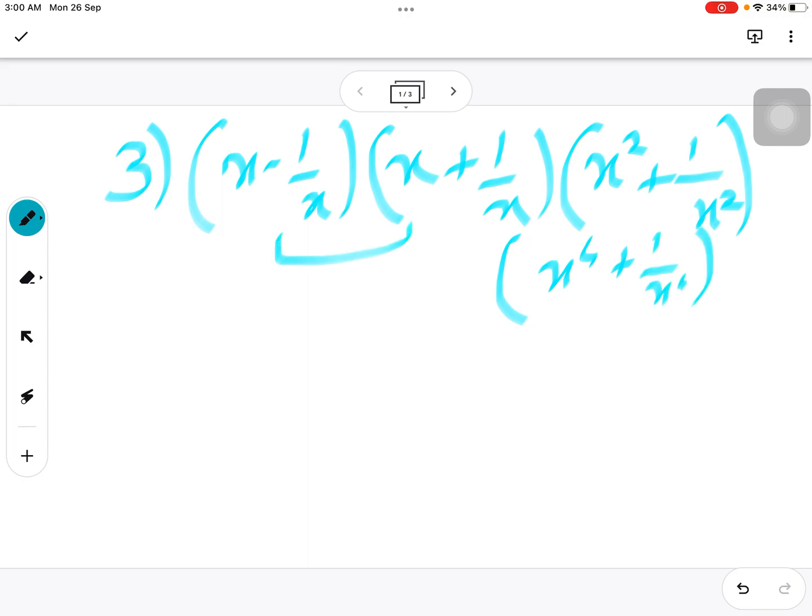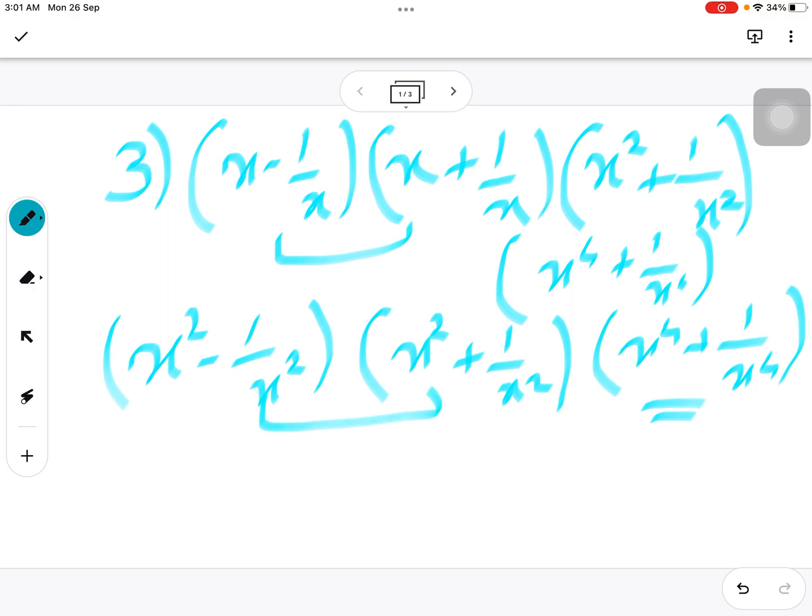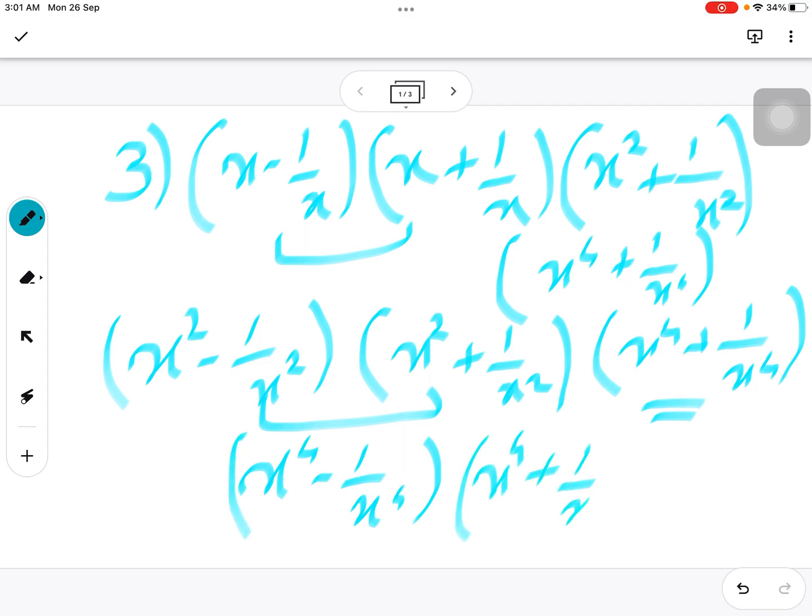Okay, so take the first two terms together, they are in the form of a plus b into a minus b, that is a square minus b square. So it becomes x square minus 1 by x square. There is x square plus 1 by x square. Again you have a plus b into a minus b, that is a square minus b square. So when you take these two terms together, leaving the last one, that becomes x to the power 4 minus 1 by x to the power 4 into x to the power 4 plus 1 by x to the power 4.